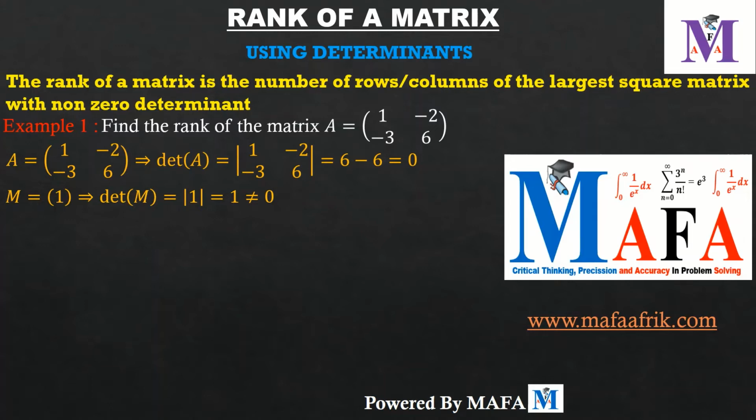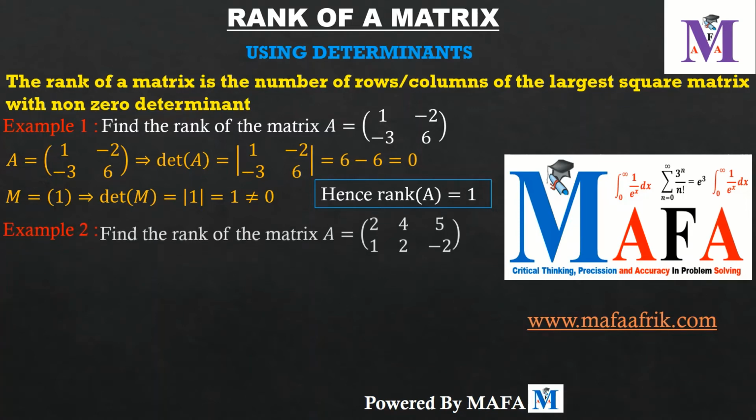Now the determinant of this 1 by 1 matrix is just the determinant of our entry 1, which is 1, and it is different from 0. Hence the rank of the matrix is 1, because our matrix M is a 1 by 1 matrix. It has 1 row and 1 column. Hence we can conclude that the rank of the matrix A is 1, because the matrix M is the largest square matrix whose determinant is not 0. So I hope it is understood.